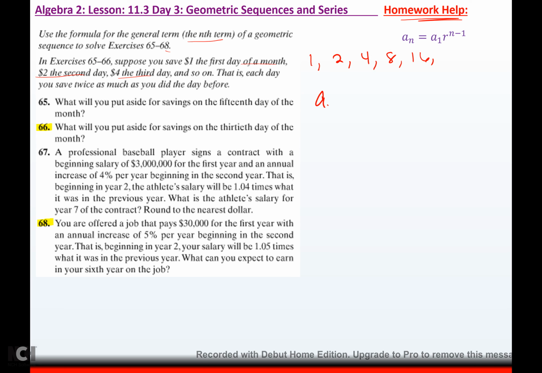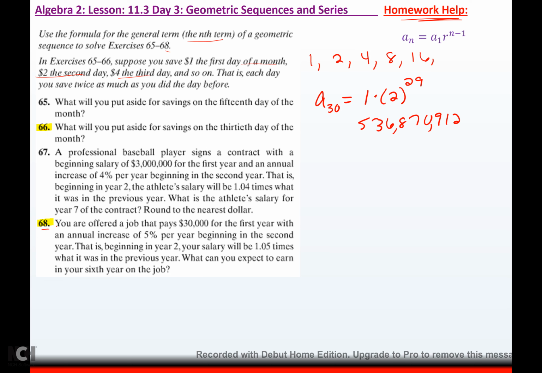So they want the 30th term, which will be the first term times my common ratio, which is doubling, right, to the 29th. So if I type that in, I do 2 caret 29, you get 536870912. Wow, on the 30th day, you're going to have to put aside $536,870,912. That's crazy. Okay.